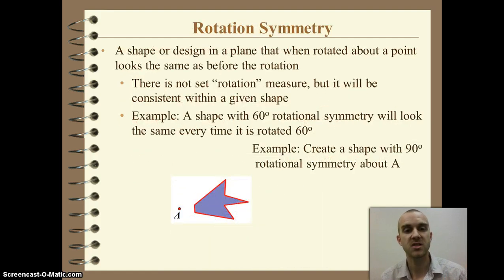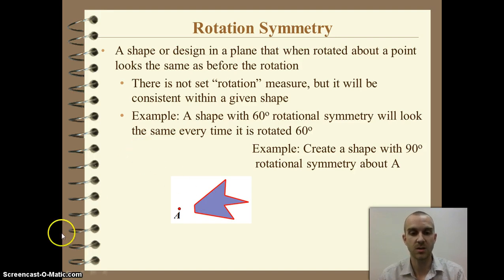Now rotation can have symmetry as well, and this is where if we know our center and we rotate it a specific angle measure, it will always be consistent with the original shape. So a 60-degree rotational symmetry would look like the same shape every time I rotate it 60 degrees. Let's create a 90-degree rotation.